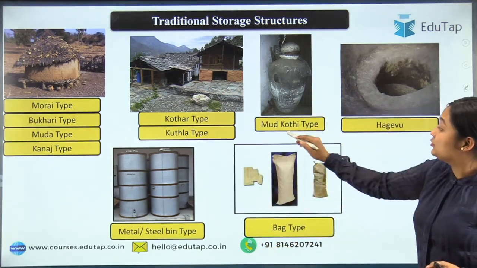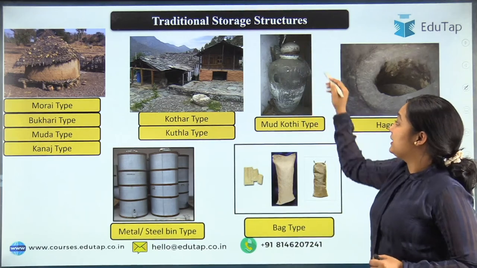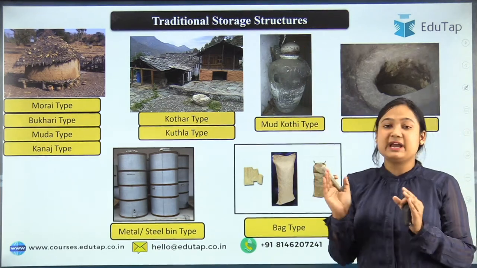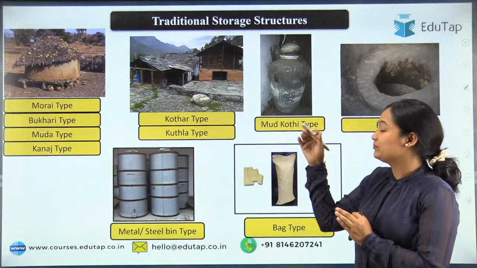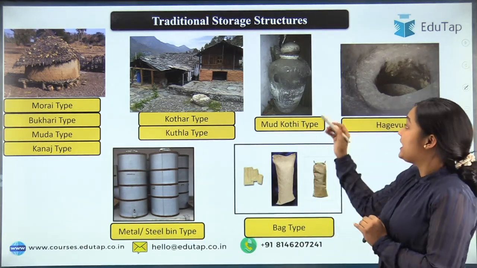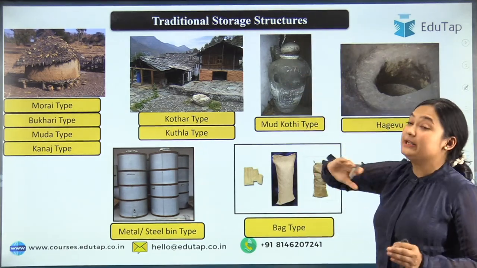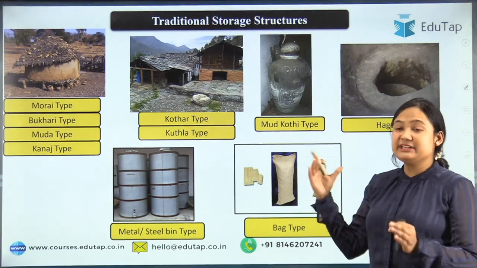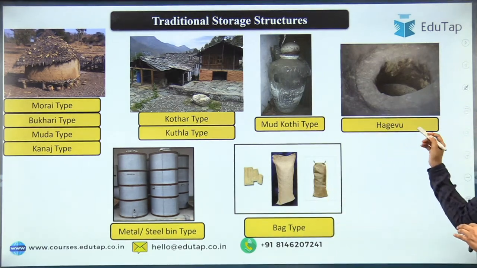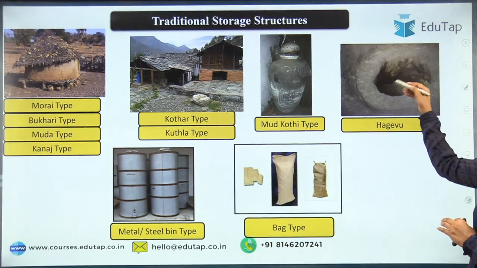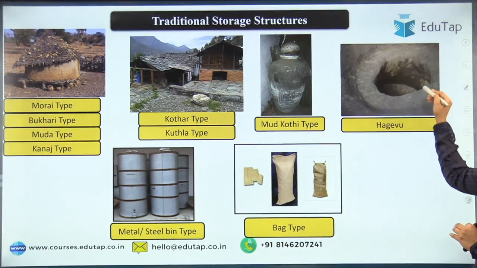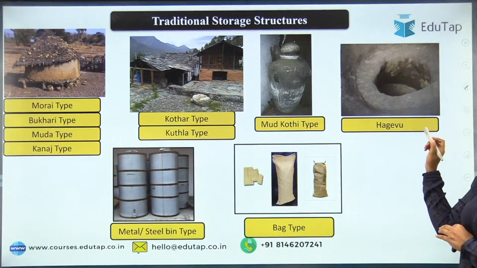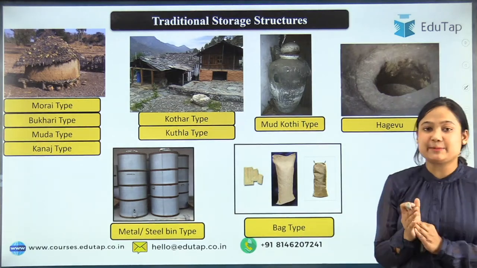Okay, then moving to the mud koti type, you can see here we make these mud koti type. They have low facility. Storage capacity is low here. And they are basically mud bins, like dustbins, these are mud bins. Then talking about hagebu, you grab the land and put a hole in there, and these are hagebus. These also have a low storage capacity.